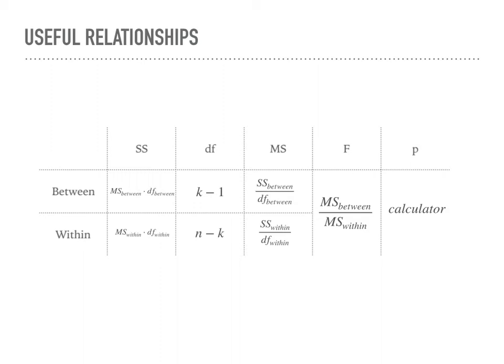Now, the degrees of freedom can also be calculated by rearranging some of these formulas that we have. So we have sum of squares equals mean of squares times degrees of freedom. So that means degrees of freedom equals sum of squares divided by mean of squares.